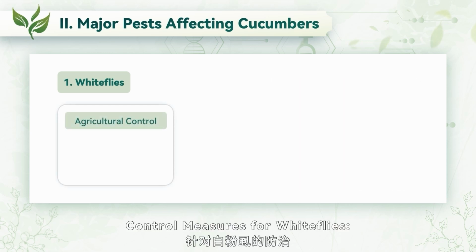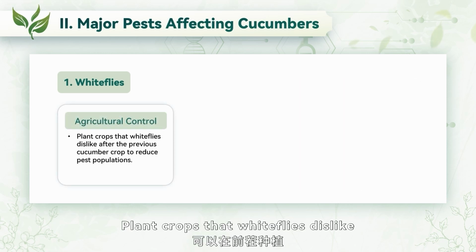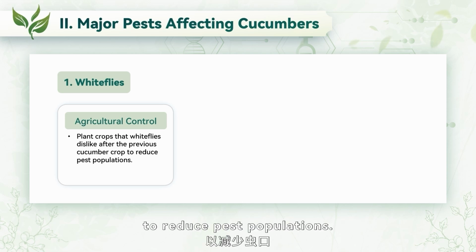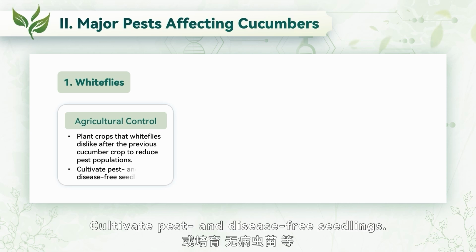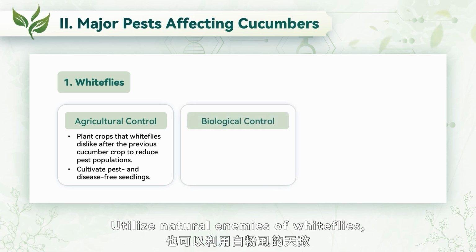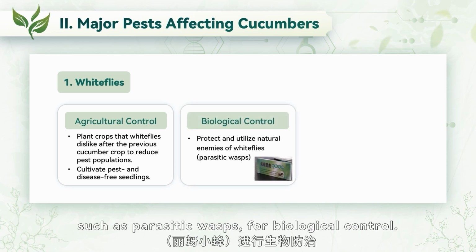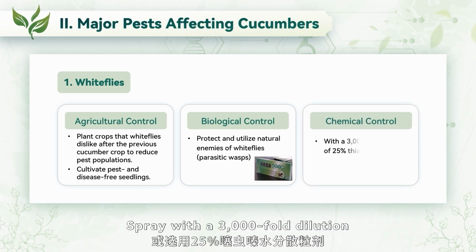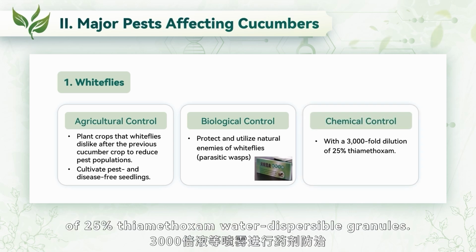Control measures for whiteflies. Plant crops that whiteflies dislike after the previous cucumber crop to reduce pest populations. Cultivate pest and disease-free seedlings. Utilize natural enemies of whiteflies, such as parasitic wasps, for biological control. Spray with a 3,000-fold dilution of 25% thiamethoxam water-dispersible granules.